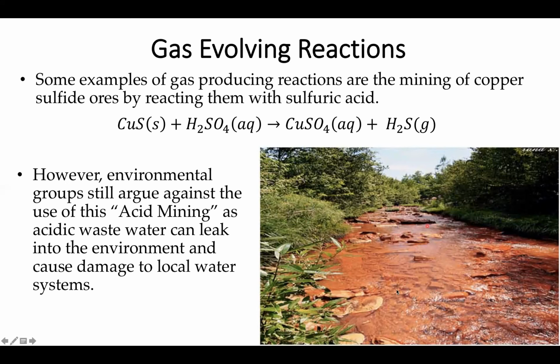And what you see here on the right is an example of a stream that received a high level of runoff from an acid mining site, which contains a lot of metal ores because it's dissolving all of the metal carbonates and sulfides that exist in the environment. And so it's a quick way to end up with a polluted system. And this is one of those areas of current argument amongst industrialists versus environmentalists. Is it worth pulling out these metals with acid mining, or are we doing too much damage to our environment?